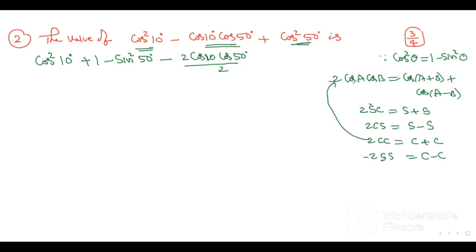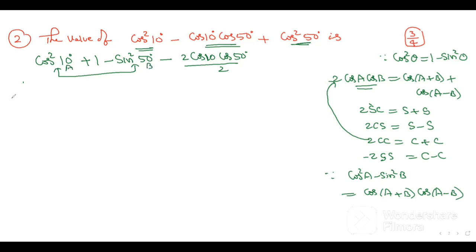Here this formula is used: 2 cos A cos B is equal to cos A plus B plus cos A minus B. Here cos square 10 minus sine square 50. We have one formula, cos square A minus sine square B, and the formula is cos A plus B into cos A minus B. Here A value is 10 degrees, B value is 50 degrees. Cos of A plus B, 10 plus 50, into cos of A minus B, 10 minus 50, plus 1.